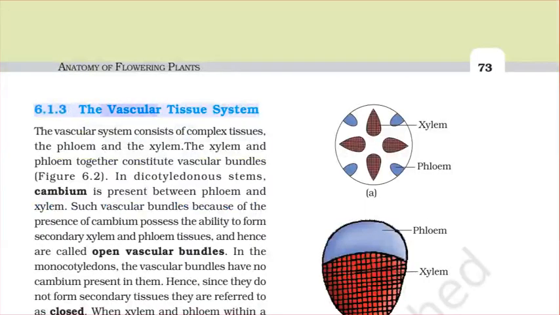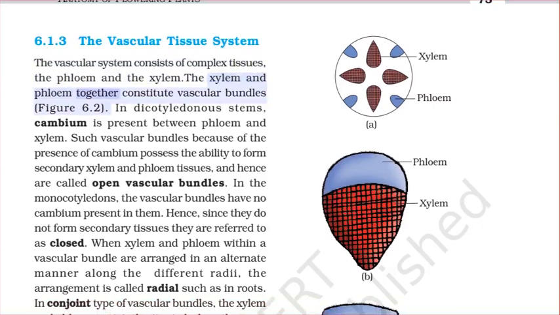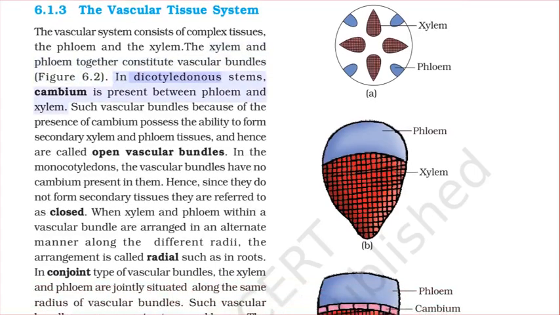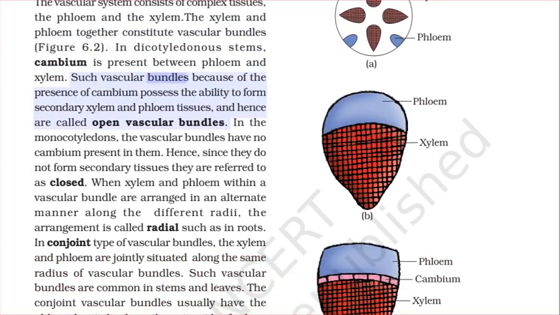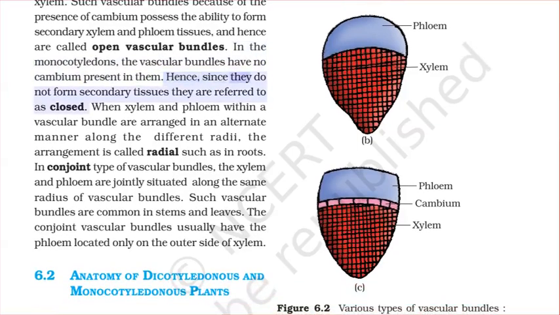6.1.3 The vascular tissue system. The vascular system consists of complex tissues, the phloem and the xylem. Xylem and phloem together constitute vascular bundles, Figure 6.2. In dicotyledonous stems, cambium is present between phloem and xylem. Such vascular bundles, because of the presence of cambium, possess the ability to form secondary xylem and phloem tissues, and hence are called open vascular bundles. In the monocotyledons, the vascular bundles have no cambium present in them. Hence, since they do not form secondary tissues, they are referred to as closed.